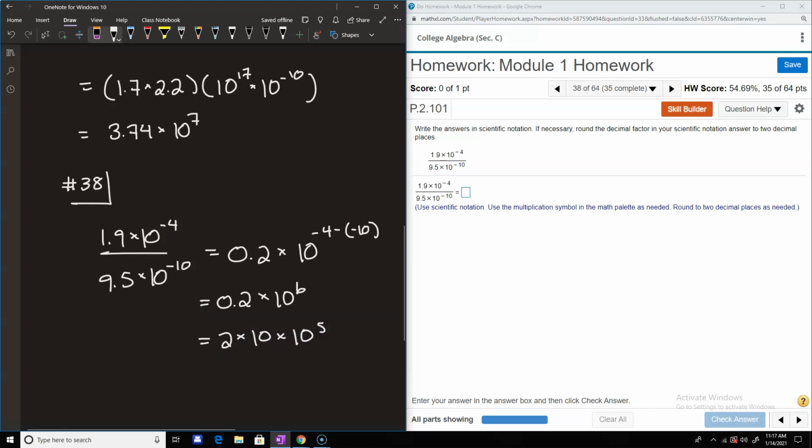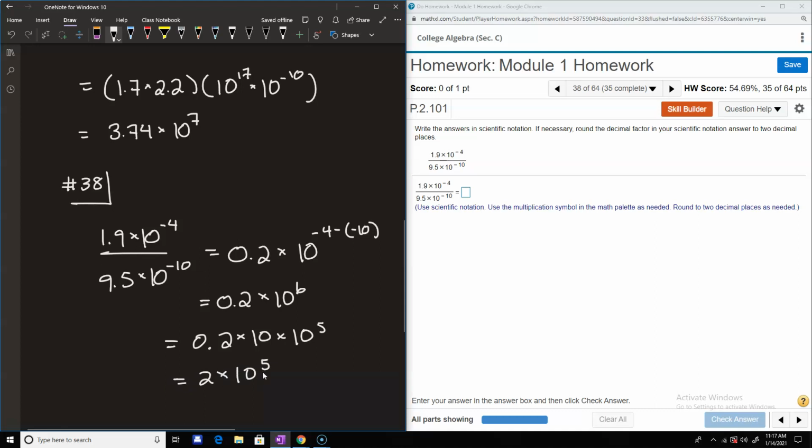0.2 times 10 times 10 to the fifth. And that 0.2 times 10 will turn into 2. Sorry, I'm getting a little bit sloppy here. So the 0.2 times the 10, this becomes 2. So this is really the same as 2 times 10 to the fifth.